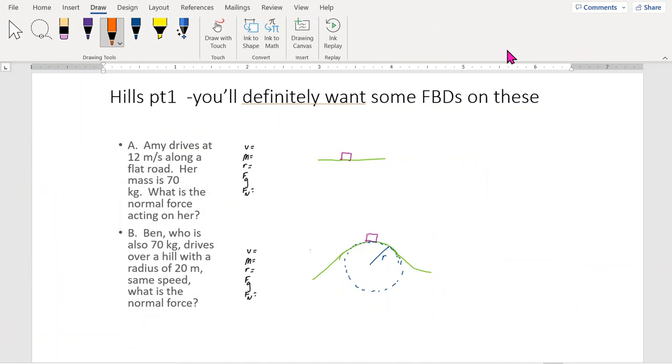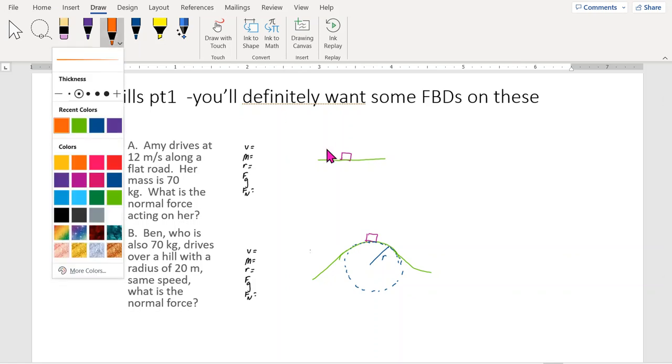All right, so we're just going to jump into some examples here. You'll definitely want some free body diagrams on these examples. So hills part one, actually A doesn't even have hills in it. It's just a nice flat surface. It says Amy drives at 12 meters per second along a flat road. Her mass is 70 kilograms. What is the normal force acting on her, as in Amy, right?